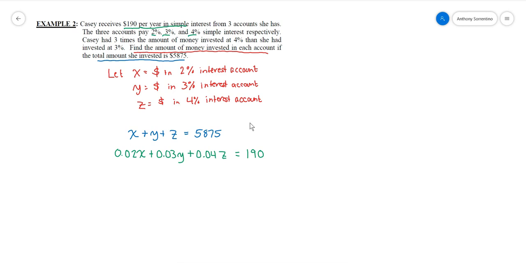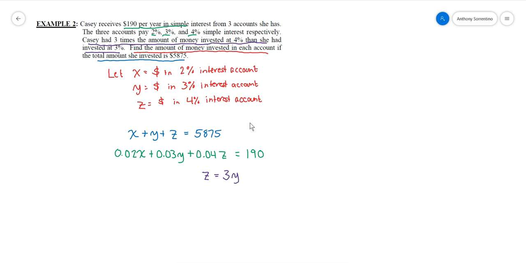The last one comes from: Casey had 3 times the amount of money invested at 4% than she invested at 3%. So they're telling us a relationship between the variables y and z. X has nothing to do with that statement. They're not mentioning the 2% account at all. They're saying she has 3 times the amount of money invested at 4% than she did at 3%. That means the amount she has at 4%, which is z, is equal to 3 times the amount she has invested in the 3% account, which is y. So we know that z equals 3y is the third equation.